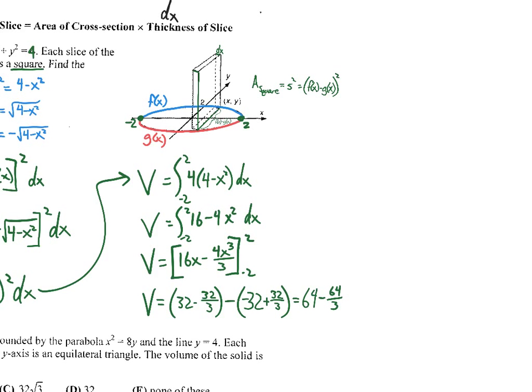64 is 192 thirds. That was really fast. Minus 64 thirds. 128. 128? Maybe. Yeah, that looks good. Oh, yes. 128 thirds. Or 42 and 2 thirds.